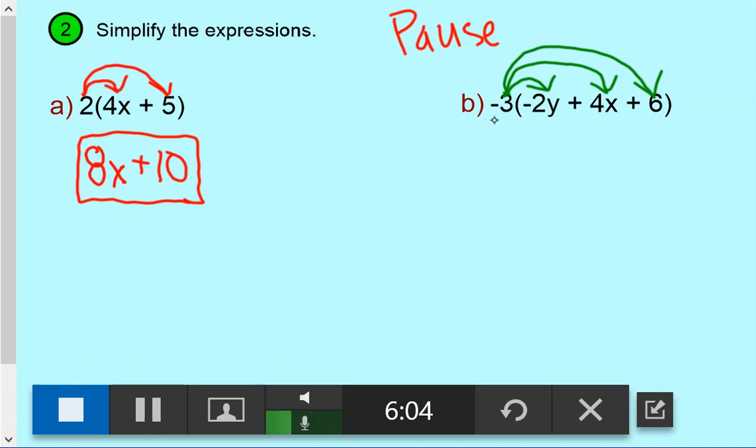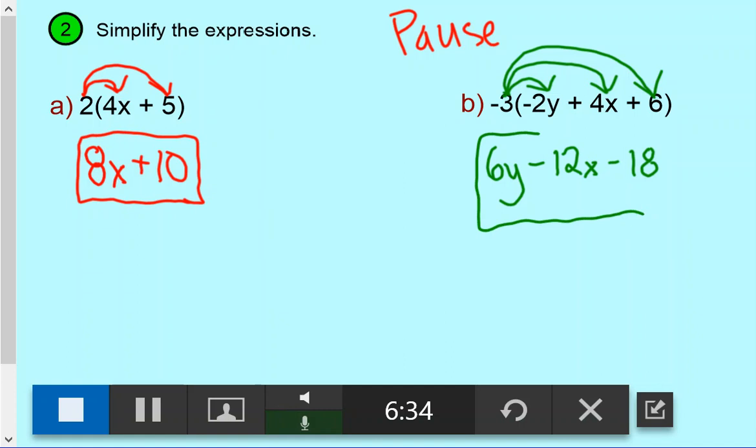Okay, so negative 3 times a negative 2y will give us a positive 6y. Negative 3 times a positive 4x would give us a negative 12x. And then negative 3 times a positive 6 would give us a negative 18. Now look for any more like terms that we can combine. We do not have any, so our simplified expression is 6y minus 12x minus 18.